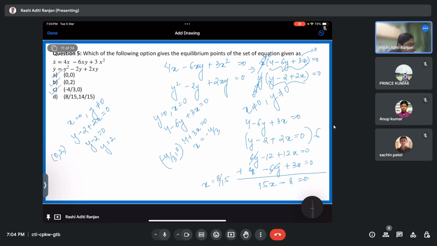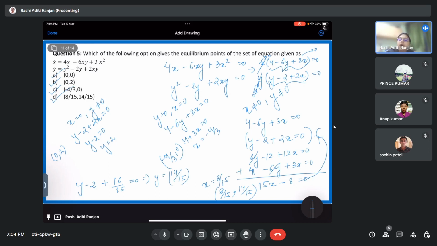I'll put the x in any of the equations; let us put it in this equation. So I'll have y minus 2 plus 16 by 15. So y is equal to, this is going to be 15 into 2, which will be 30, minus 30 plus 16, 14. So y is going to be 14 by 15. So one of your fixed points will be (8 by 15, 14 by 15). This is your D option.